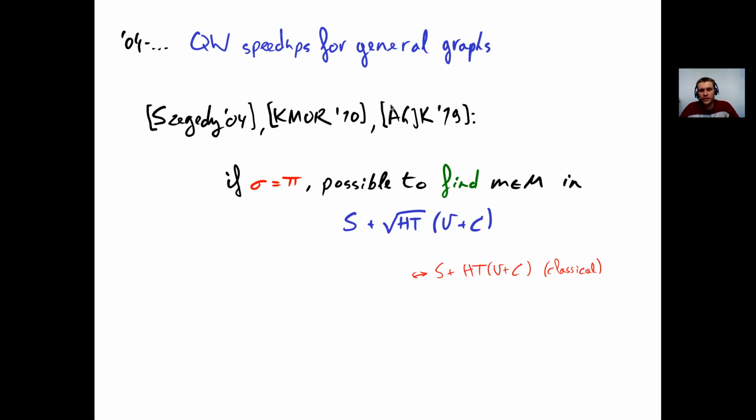And most recently, Apers, Gilyén, Jeffery, and Kokainis, who showed that if sigma, the initial distribution, is equal to the stationary distribution, so this is a special case, then we can find a marked element in a quantum complexity, which is S plus square root of the hitting time times U plus C. This compares to the classical hitting time algorithm, which is S plus hitting time of U plus C.